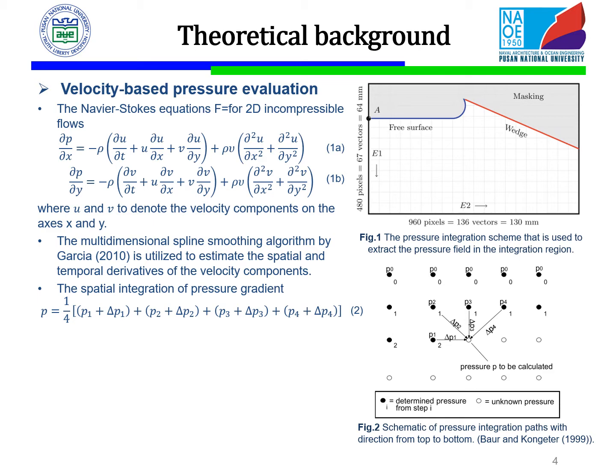Figure 1 depicts the main elements of the spatial integration process. We initially select a point on the water free surface, point A, where the pressure is set to 0, using a simple forward integration along the vertical boundary E1 and the horizontal boundary E2. We calculate the pressure field therein. From the knowledge of the pressure on E1 and E2, we compute the pressure field in the whole integration region by following the spatial eroding scheme by Bohr and Konterger 1999 in figure 2.